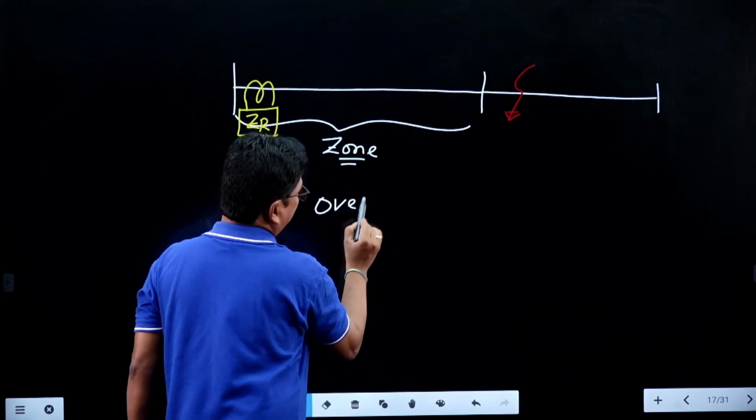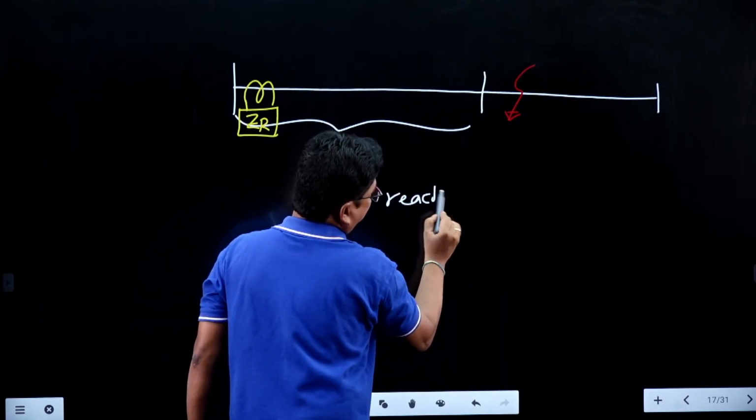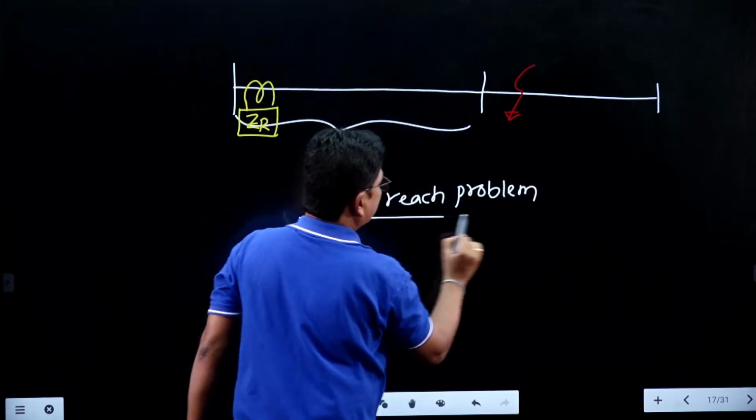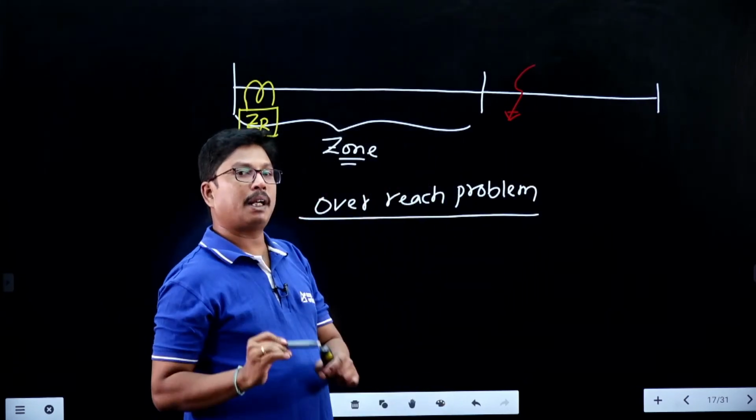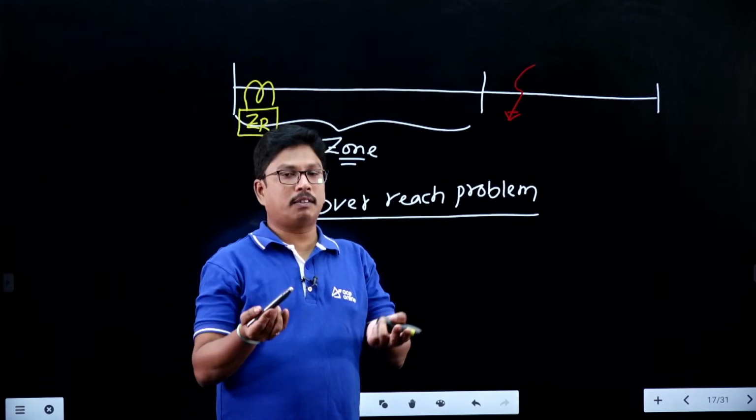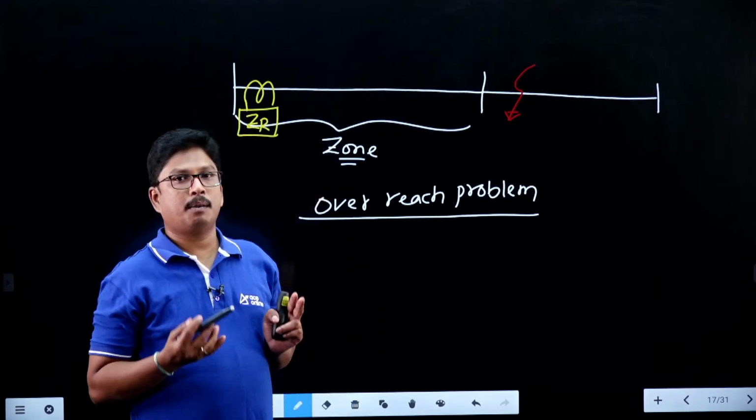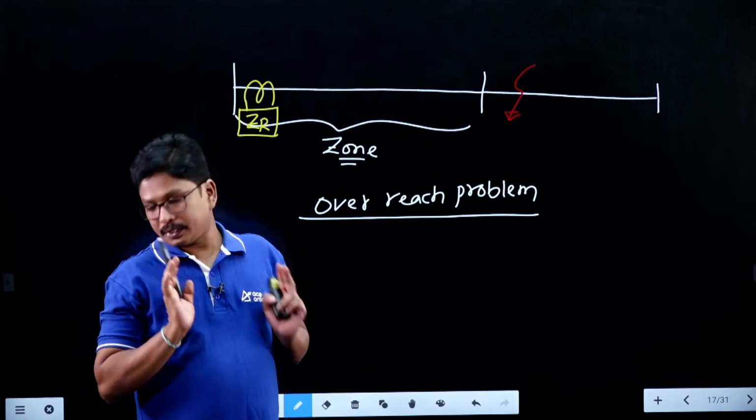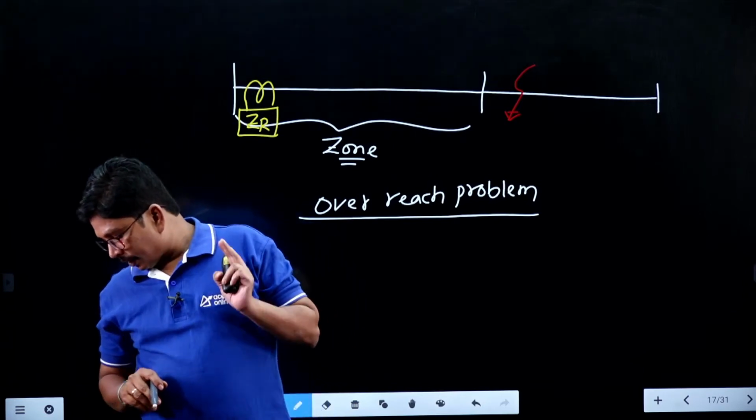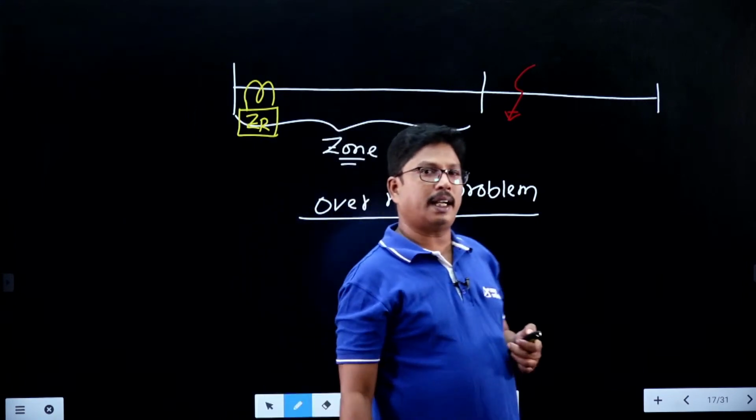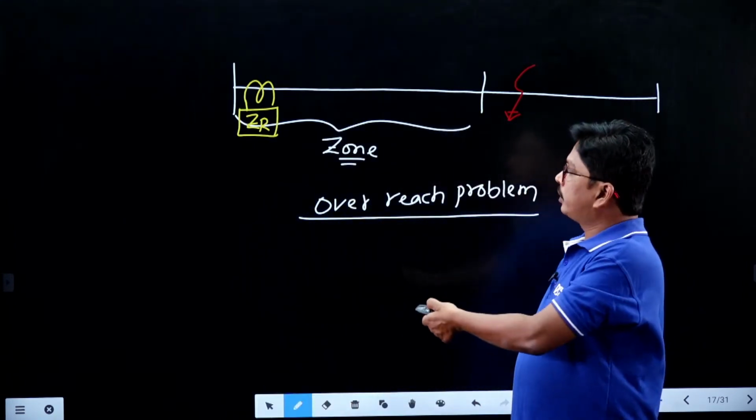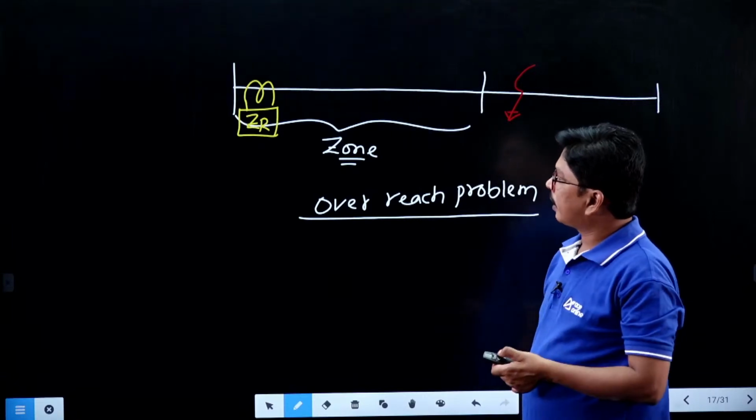What is that? Whenever the relay operates for the faults which are outside of the protective zone of the relay. Clear, everybody? Right, students? Now we'll see some questions, right? As Durga Prasad, you asked about some previous questions, so we'll discuss some questions here.